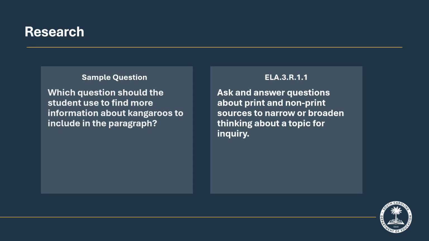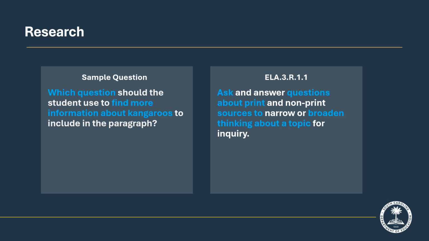Here you see the sample question on the left and the indicator being targeted on the right. This indicator is not much different from the 2015 indicator, Inquiry 1.1. Remember, research is a process, and the process looks very different than a summative test item. If the classroom focus is only on answering multiple choice research items, the students are not learning how to research. They are learning how to take a test.